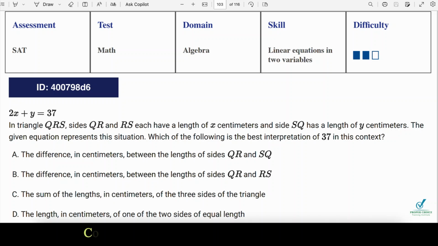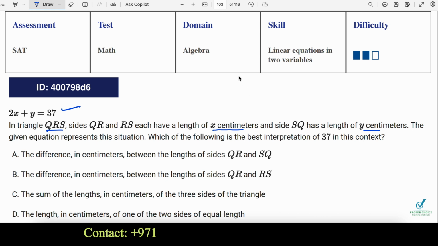Welcome back once again. Now let's continue with the question here. It says, in a triangle QRS, sides QR and RS each have a length of x centimeters and the side SQ has a length of y centimeters. The given equation represents this situation. Which of the following is the best interpretation of 37 in this context?